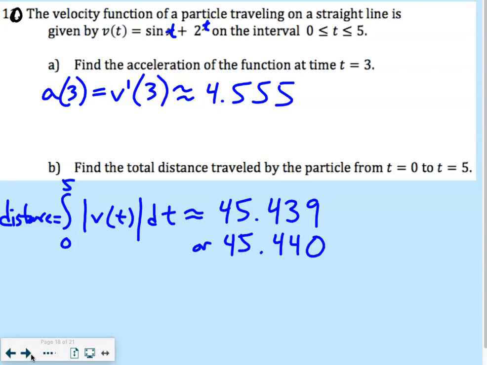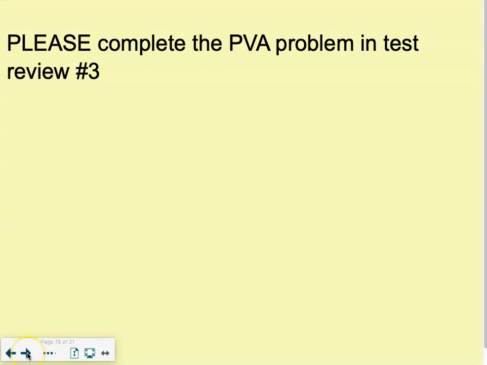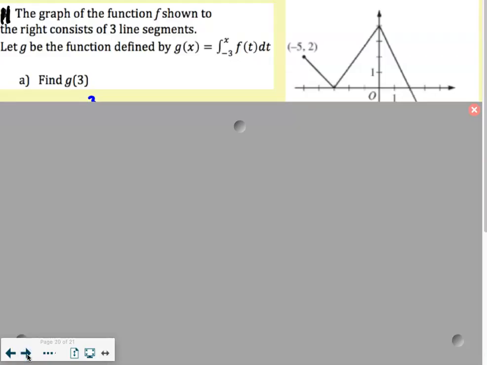All right. Good. Any questions? Any questions on this or this? Okay, we're going to do that in a minute. I want to finish this last problem first, and then we'll go back and do a PVA review.